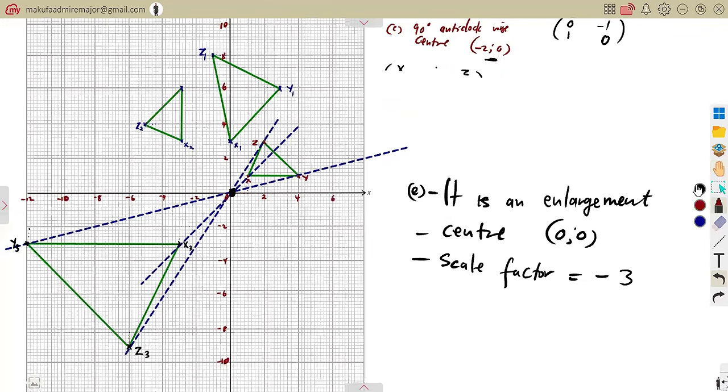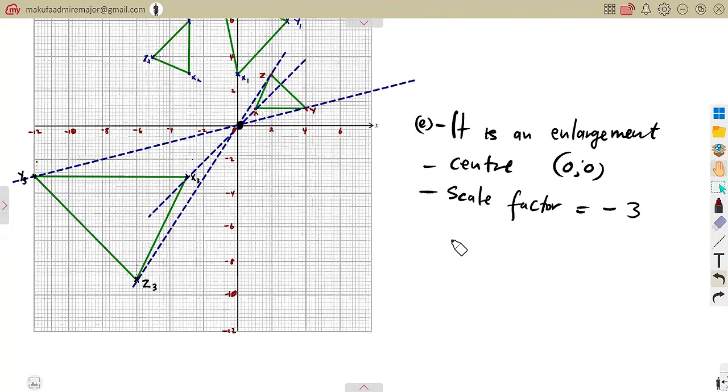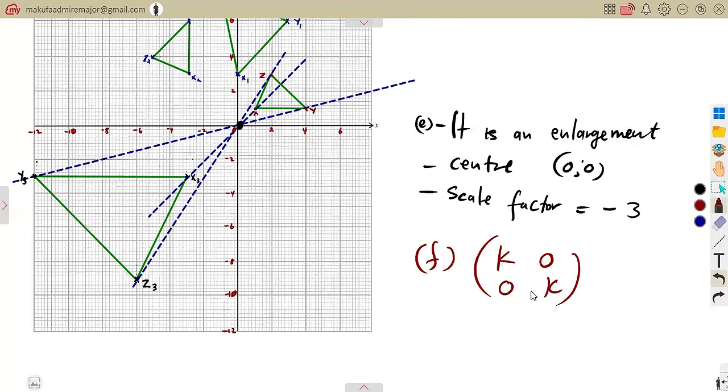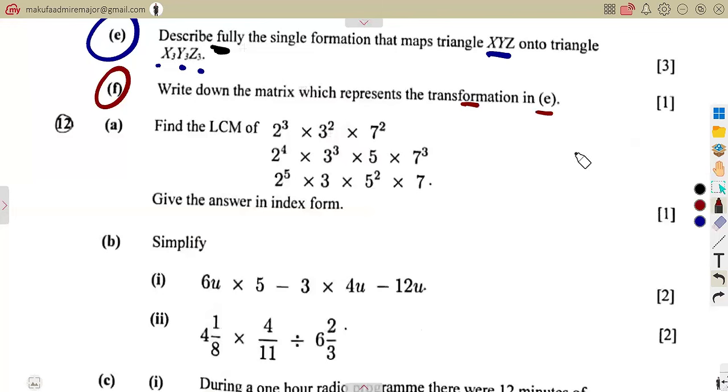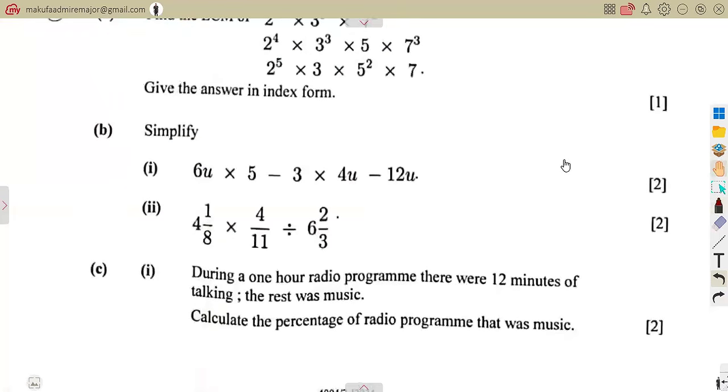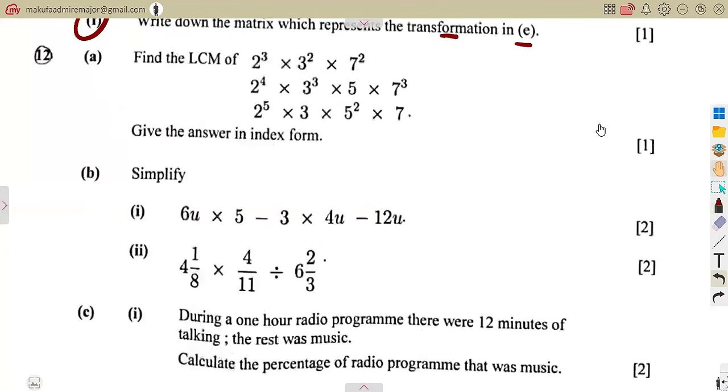Remember, enlargement, the matrix for enlargement, which is k, 0, 0, k that we talked about, where k is the scale factor, -3, 0, 0, -3. So this is the matrix where you are supposed to have the scale factor. Okay, you're supposed to have the scale factor there.